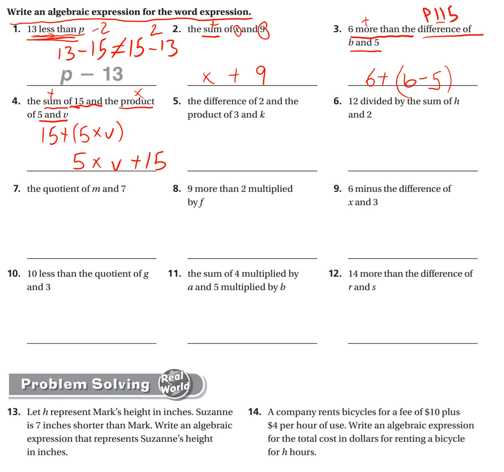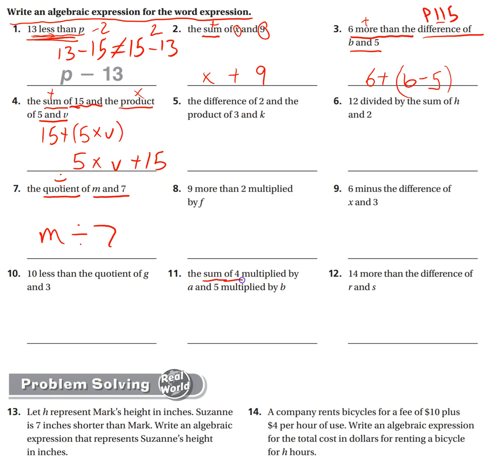Okay. All right, let's do number 7 because it uses another word, quotient. That means division of m and 7. So m divided by 7. Okay. And let's jump down to number 11.